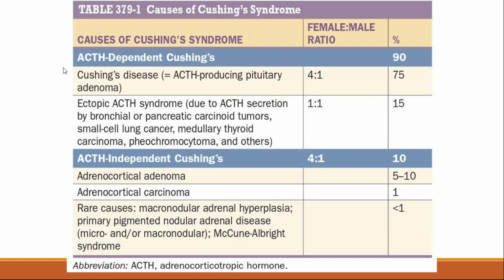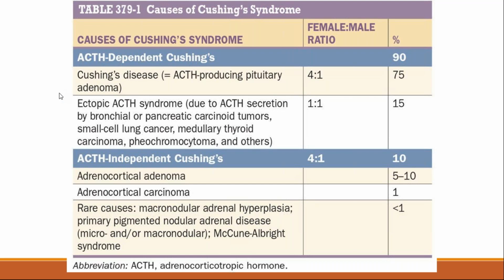These are the causes of Cushing syndrome: ACTH dependent and ACTH independent. As we discussed, in cortisol excess, if it is ACTH independent, we will be only talking about adrenal causes. That is adenoma, carcinoma, or the polyglandular things like McCune-Albright syndrome or macronodular adrenal hyperplasia. When talking about ACTH dependent Cushing's, Cushing disease is the most common manifestation. Cushing disease is ACTH producing pituitary adenoma. So, whenever we talk about Cushing disease, it is specified that it is a pituitary adenoma we are talking about.